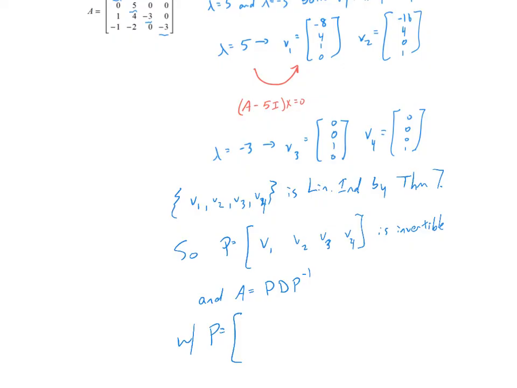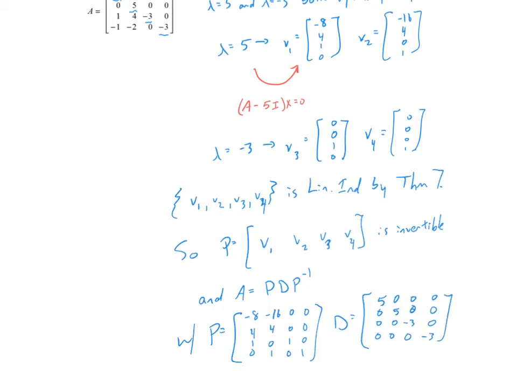Let's see, the first column is (-8, 4, 1, 0), then (-16, 4, 0, 1), then (0, 0, 1, 0), then (0, 0, 0, 1). And then D is our diagonal matrix, with 5, 5, -3, -3 on the diagonal and zeros elsewhere. Boom. Okay, so there's one more example of working this out.